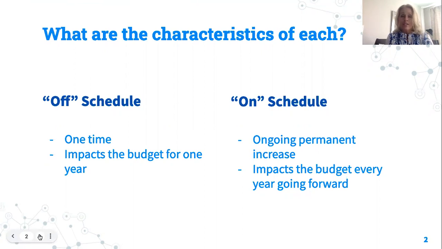A good example of this is the $1,500 stipends, where we used one-time funds to provide each employee with $1,500. That happened one time. That would be considered off schedule, as opposed to on schedule, where if you give an increase, the increase goes on our salary schedule and it is expected to continue year after year. Therefore, you have to factor it into the budget, or as we like to say, it compounds.